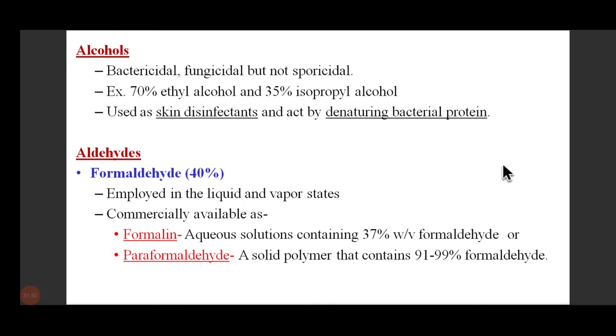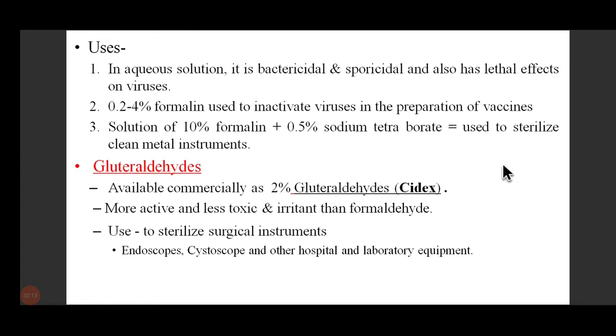Then we have formaldehyde, 40%. It is employed in liquid and vapor states. Formalin, which you will be well aware of from your anatomy classes and the preservation of specimens in your pathology classes, is a 37% solution of formaldehyde. We can also use paraformaldehyde, which is a polymer containing 91 to 99% formaldehyde. It is used in aqueous solution as a bactericidal and sporicidal agent, and it has lethal effects on viruses, but a lesser effect on spores. 0.2 to 4% formalin is used to inactivate viruses, which we can also use for preparation of vaccines.